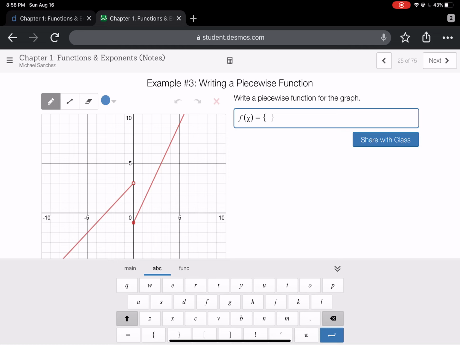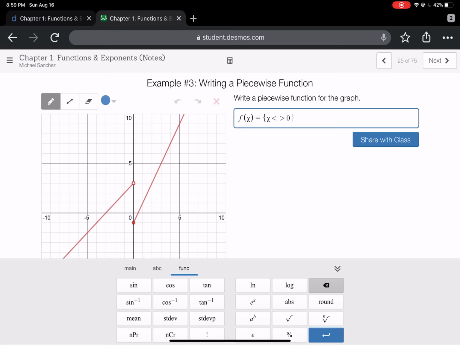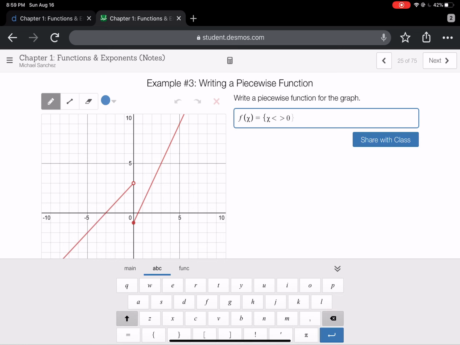So what we're going to have is a domain. We're going to have something like x is less than, or greater than, or less than or equal to. Let's leave it as less than, or one of those two. Then we're going to have a colon. How do you do colon? It doesn't let me do colon. Let's change the language.